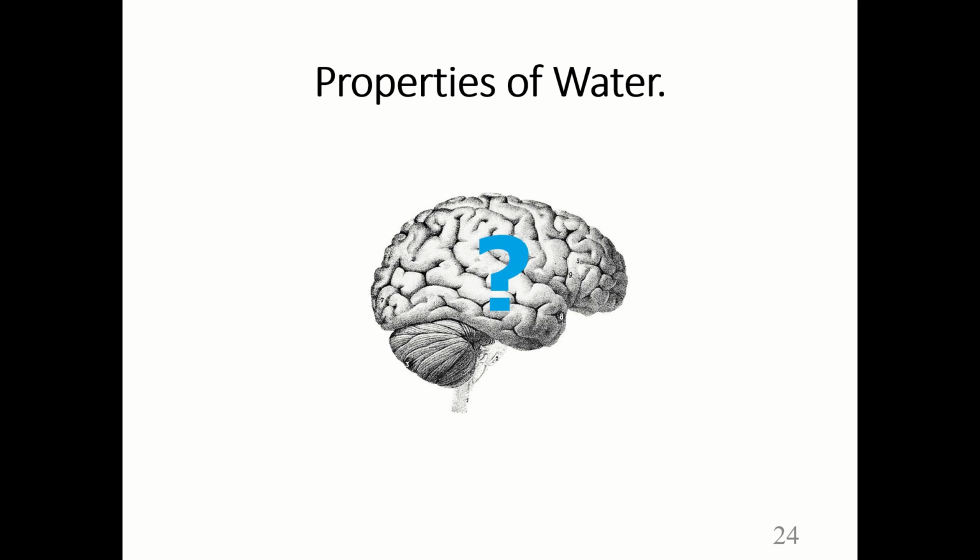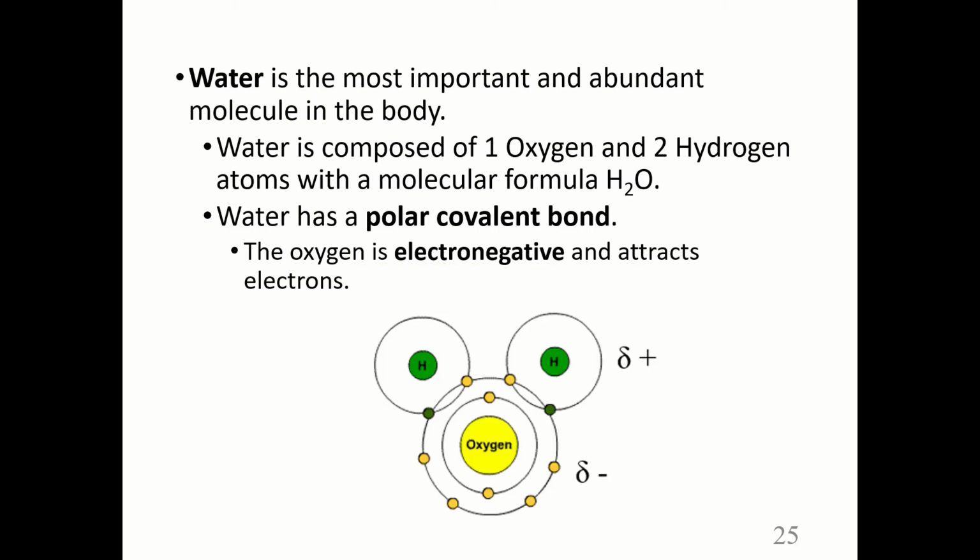All right, so let's move through these inorganic and organic compounds. First, we're going to talk about water. Water is an inorganic compound, and it is the most important and abundant molecule in the body. Water is composed of one oxygen and two hydrogen atoms, and it has a molecular formula of H2O. As mentioned before, water has a polar covalent bond. The oxygen is electronegative and will attract the electrons, and is indicated here with a partial negative charge. The hydrogens will be electropositive and will not attract electrons, and so they are indicated here by the partial positive charge.